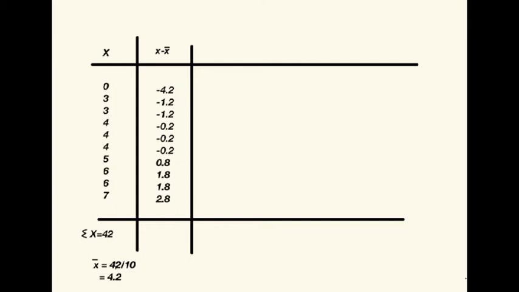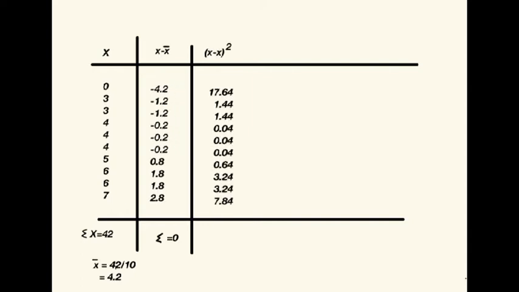You could try subtracting the mean from each value and adding these together. This just gives 0. This is because the positive values cancel out the negative ones.